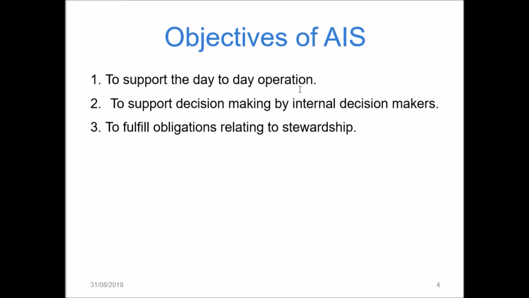Okay, number two, to support decision making by internal decision makers. The information system supplies manager with the information they need to carry out their decision making responsibility. So in other words, AIS will organize the information for the decision maker, to make a better decision. If you have a vague information, you need to assume, you need to give decision based on your experience and so on.